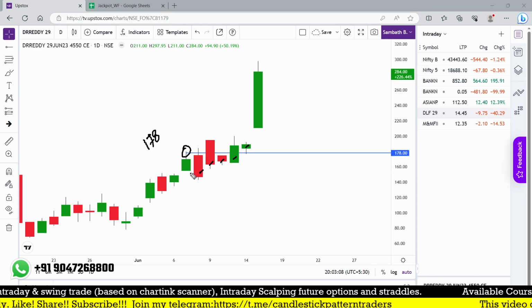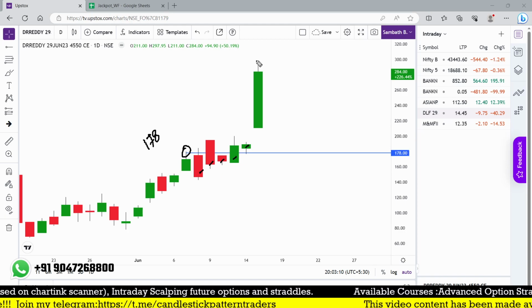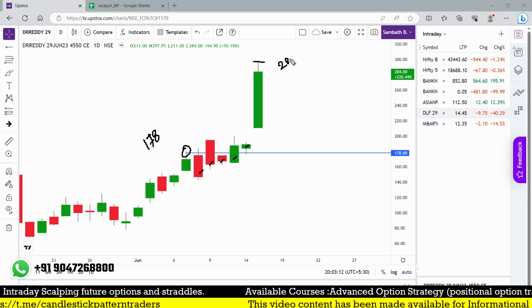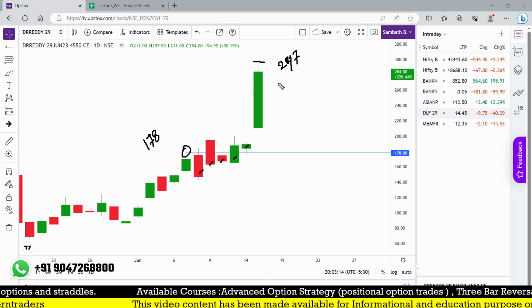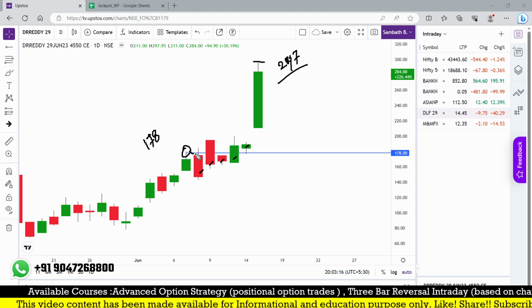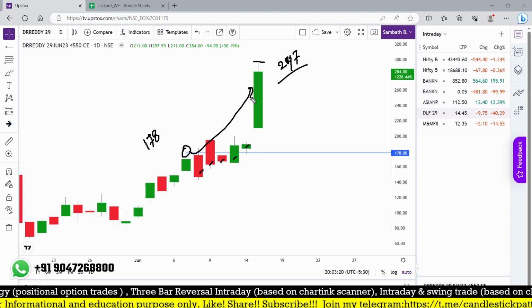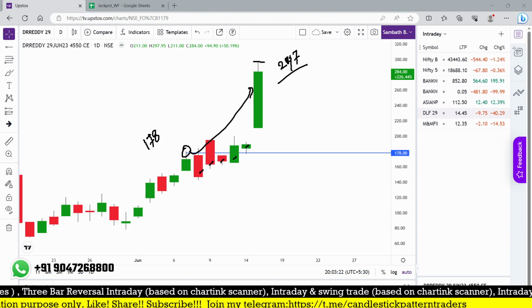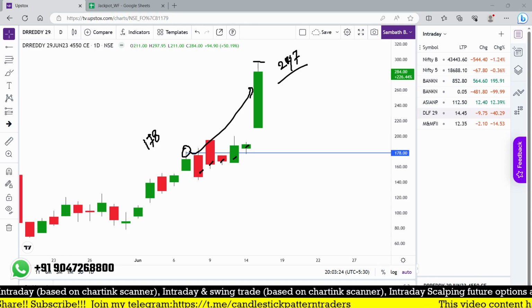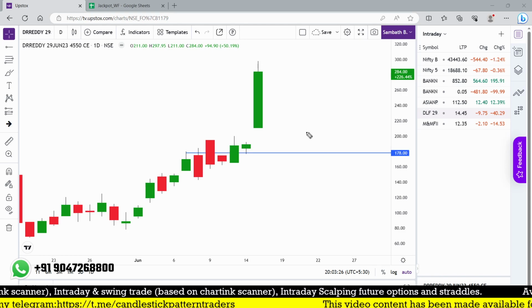1, 2, 3, 4, 5 days, and after 5 days, it is now moving towards the target around 297. Now the highest price is 297. So after 6 days, that is the power of positional trading which we are using for our strategy, and that is giving you such a good opportunity on a positional basis, not for an intraday.